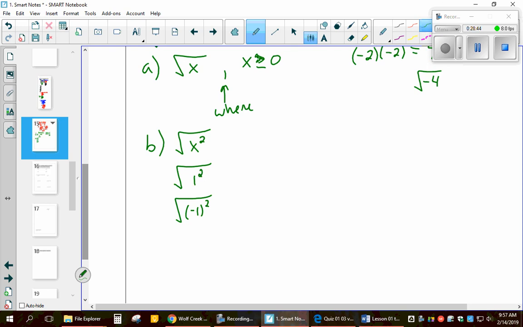Still foggy, but. So, negative 1 squared, what is negative 1 squared, by the way? What do you get if you square a negative number? Another way of writing this is negative 1 times negative 1. What would that be equal to?